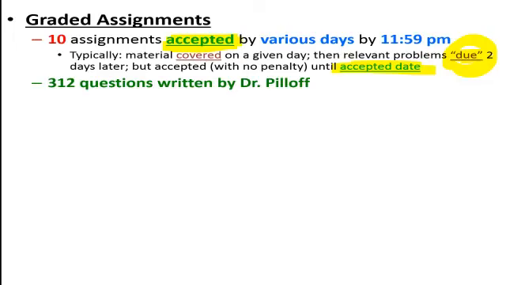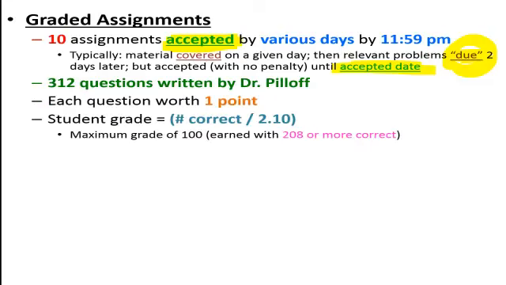There's 312 total questions that I've written. Each one's worth 1 point. We take the total number of correct over the course of the semester divided by 2.08. We round up to the nearest full point. Therefore, all you need to do is answer 208 of the 312 in order to get the maximum possible score of 100. So there's a lot of slack built in. Therefore, very rare for extensions. You can not answer 104 questions and still get full credit.